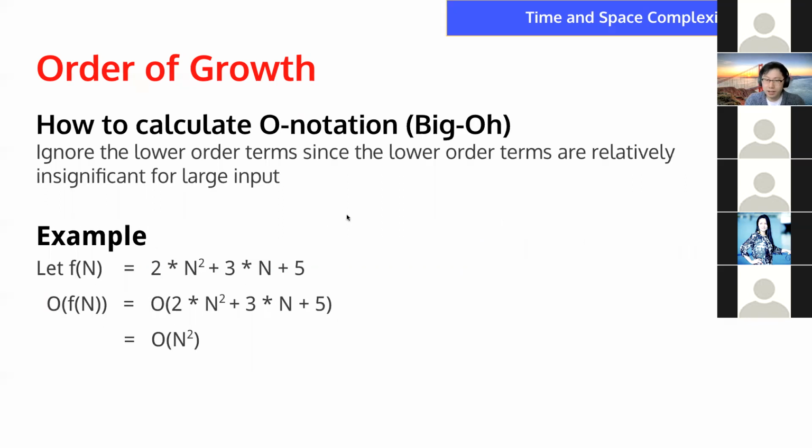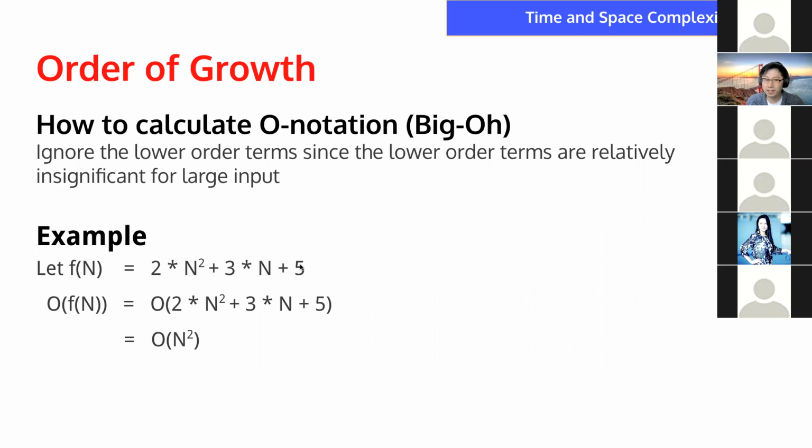So how do you calculate it? Well, first, let's just focus on the math part before we get to the computer science part. What you do is you ignore the lower order terms, since the lower order terms are relatively insignificant for large input. For example, let's say you have a function that has something a little crazy, like 2 times n squared plus 3 times n plus 5.